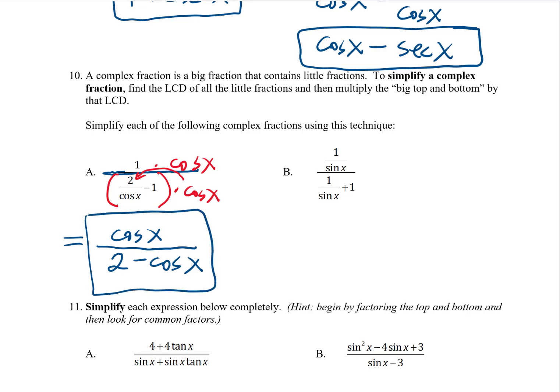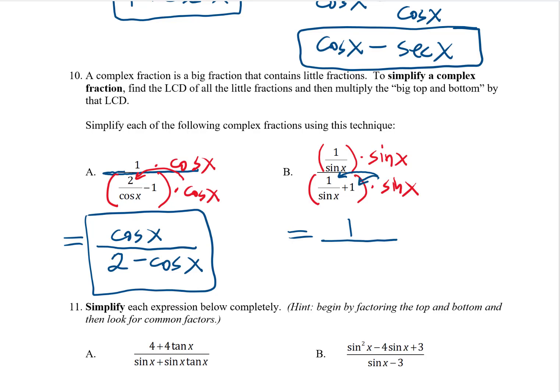Part B, I have 2 little fractions. They both have a sine x in the denominator, so obviously that's the LCD. I'm going to multiply the big numerator by sine x and the big denominator by sine x. Once again, it looks like there's 3 pieces that need to be multiplied. On the top, the sine x's cancel, leaving me with just 1. On the bottom, I will have to distribute.